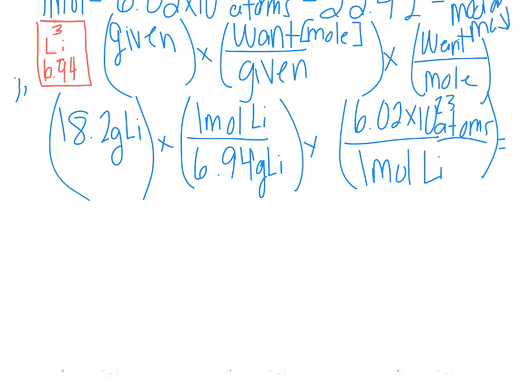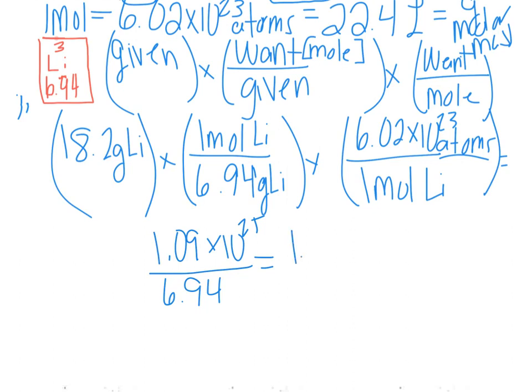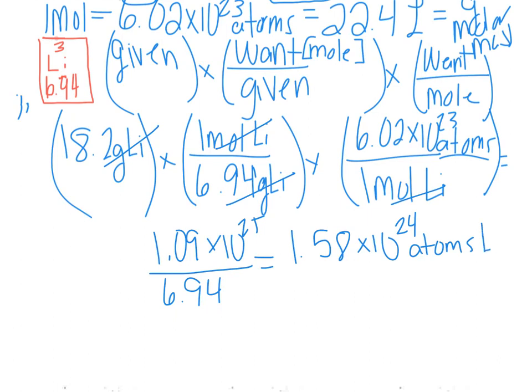Now the rules of unit conversion are we multiply all the way across the top. So 18.2 times 6.02 times 10 to the 23rd gives me 1.09 times 10 to the 25th. And then 6.94 times 1 gives me 6.94. I'm going to divide the two numbers, and I get 1.58 times 10 to the 24th. My grams have canceled out, moles have canceled out, and I'm left with atoms of lithium.